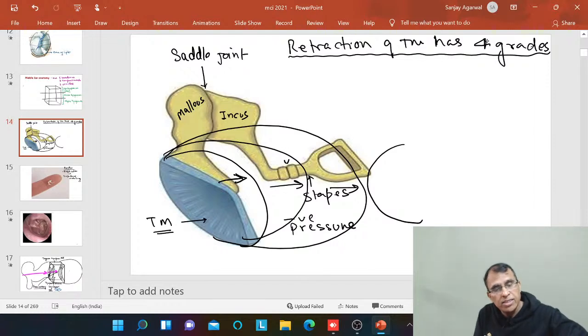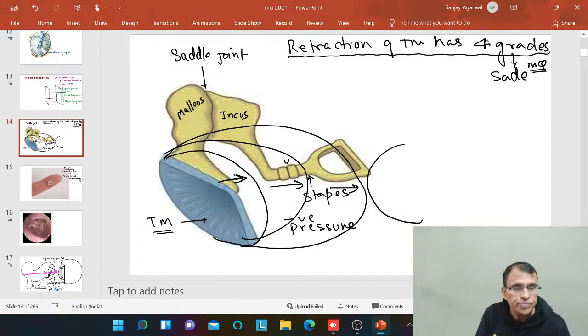This grading is done by a person called Sade, or Sadé, and this is an MCQ. So, who did the grading of tympanic membrane retraction into 4 grades? The name is Sade. Some people pronounce it as Sade, some call it Saidé. Let me complete this, okay? So retraction of the tympanic membrane has four grades.